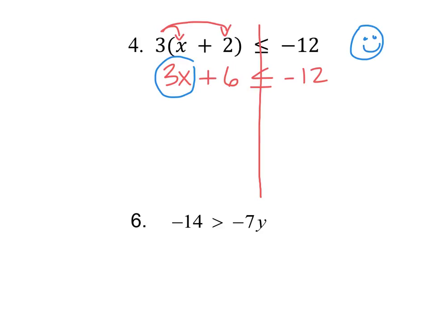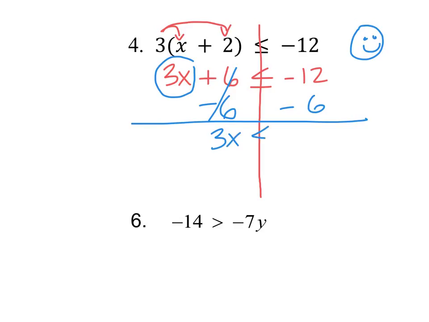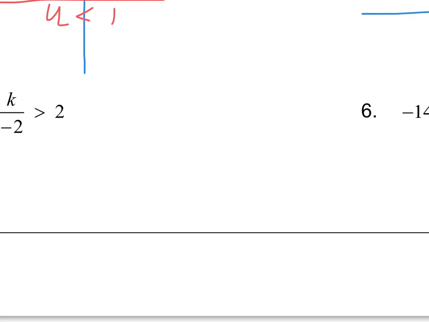Now I'm going to cover up that 3x, and I'm going to move, move, move. So the 3x has to stay, so I'm going to move my positive 6 by doing a negative 6 on both sides. So 3x is less than or equal to negative 18. I move, move, move, and divide, divide, divide. So divide by 3. And I've got x is less than or equal to negative 6. I finished my smiley face. Well, look, he's already finished. So I have my correct answer. Okay, number 5.